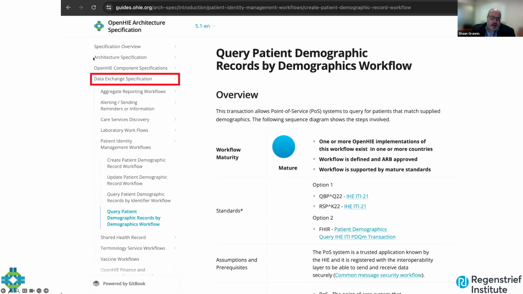So we've gone through the architecture specification. Again, this is the really fast version of OpenHIE architecture. We've very quickly gone through the framework for the client registry specifications within the components. And now for the data exchange specifications, we've already talked about the 4 core workflows that must be supported. Here's another one that needs to be supported, the query by demographics workflow. And again, we specify which transactions, including FHIR transactions, should be supported to support this system.